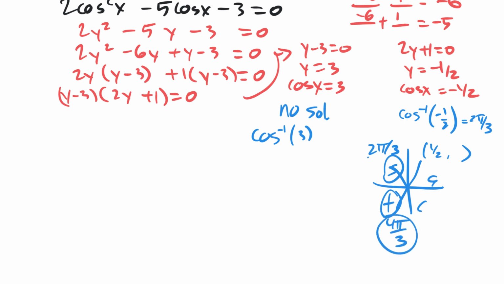So we've got to circle up our two answers. We have our no solution, and we're good to go. Again, the interval was 0 to 2 pi. We weren't asked for the general solution or something like that, so this is sufficient.